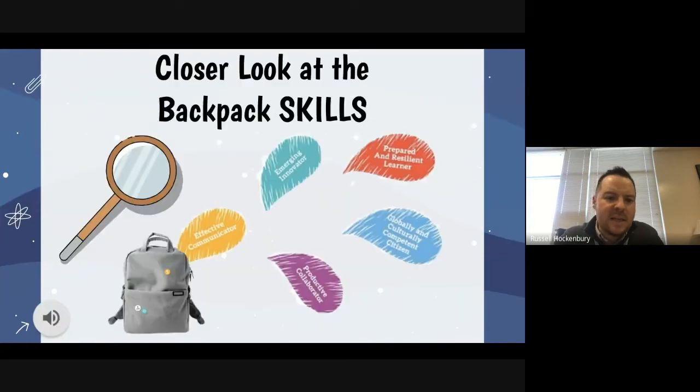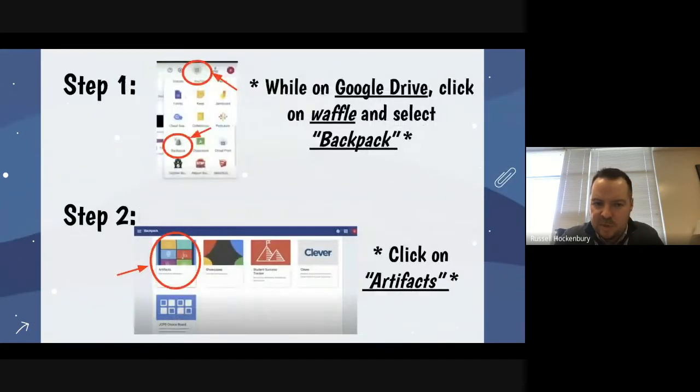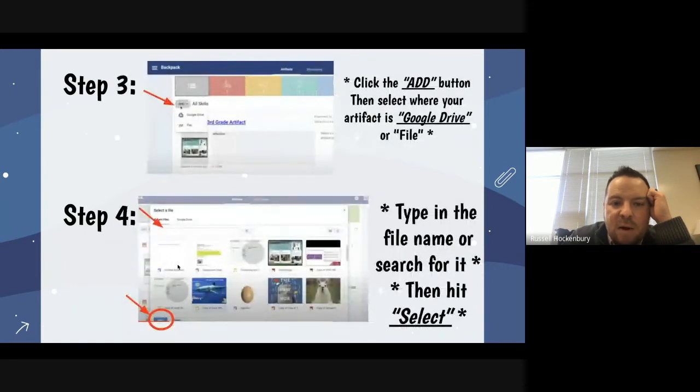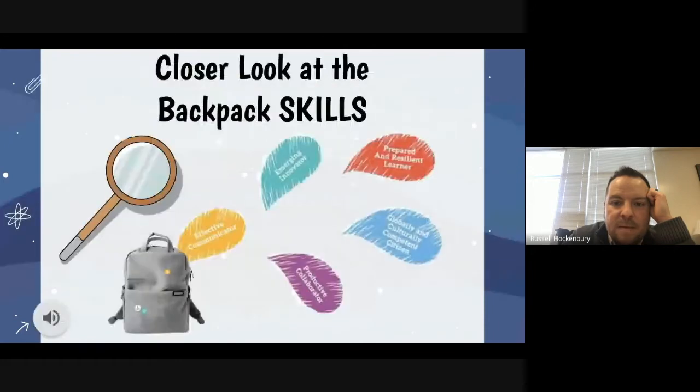And honestly, this looks more like the student perspective. I think Becca put this in from the student perspective. The steps are still the same, only where yours would say rosters, students' backpacks would say artifacts. Okay, so just beware of that.